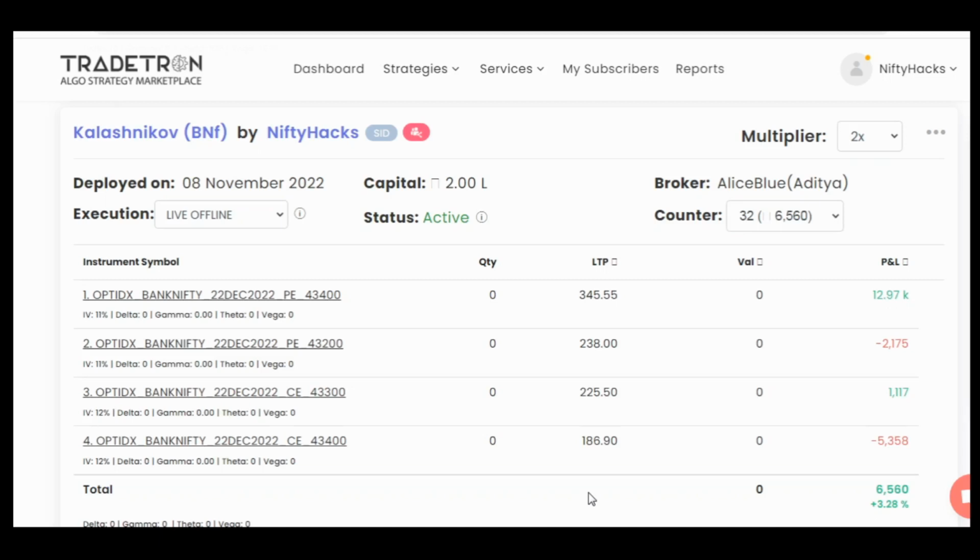In this video we will talk about the BankNifty or Nifty index option buying strategy Kalashnikov, the code video of which was uploaded last week. We'll try to understand the strategy first in this video, and in the next video we will try to understand the code. Why did I code it like that in Tradetron?